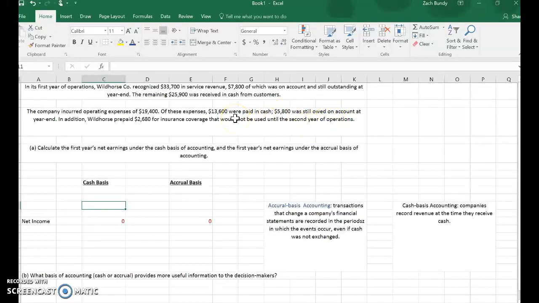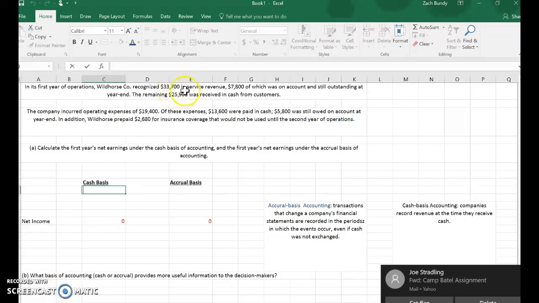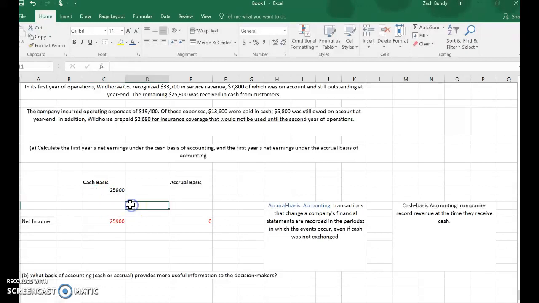Okay. Now that we have the basis, our first objective is to calculate the first year's net earnings under the cash basis of accounting and the first year's net earnings under the accrual basis of accounting. This is really simple, especially for the cash. Any time they spent or received cash, we record it. Although they've earned $33,700 in services, they've only received $25,900. So we'll record that $25,900 in cash as their revenue for that year.